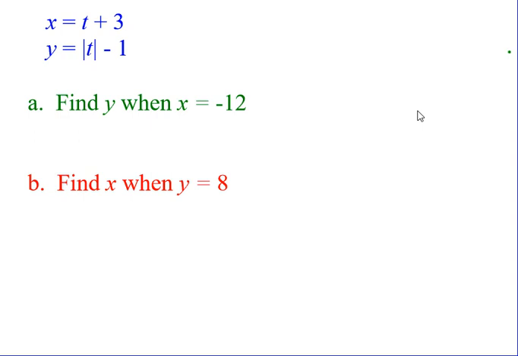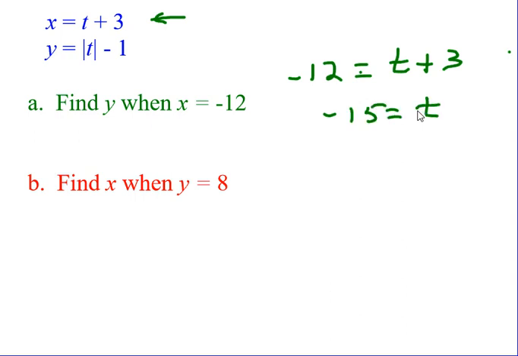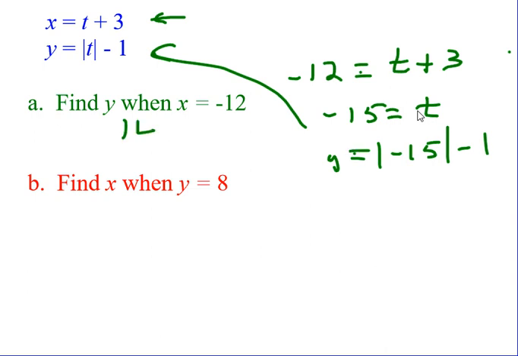This is just substituting. So I'm going to look at this equation right here. When x is -12, I solve this equation for t. So I'm going to subtract 3 from both sides. So x is -12 when t is -15. To find the y, I'm going to take that t of -15 and put that into this equation. And so I'll say my y is the absolute value of -15 minus 1, or y is, in this case, 14.